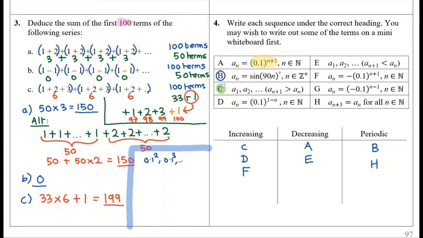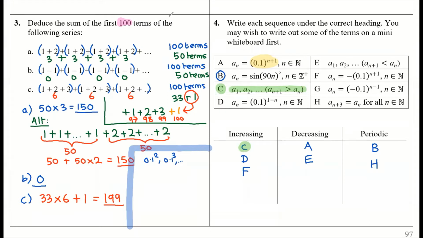For part C, this is rather good. This is actually the definition of an increasing sequence where the new term is greater than the previous term. Okay, that's what that inequality means. So that's an increasing function. So beg your pardon, increasing sequence. D. Now, D, we might just need to have a little look at.